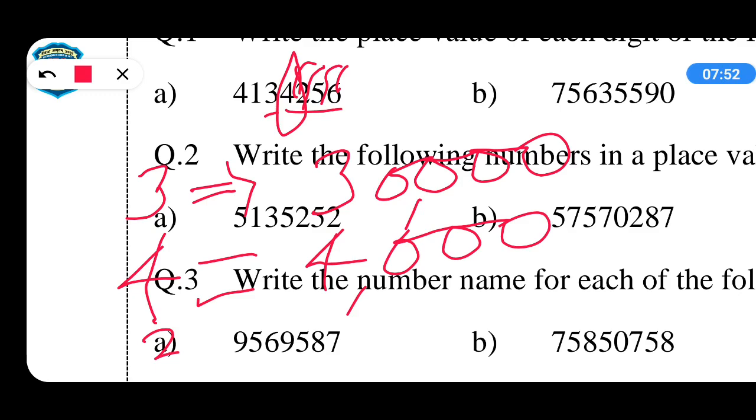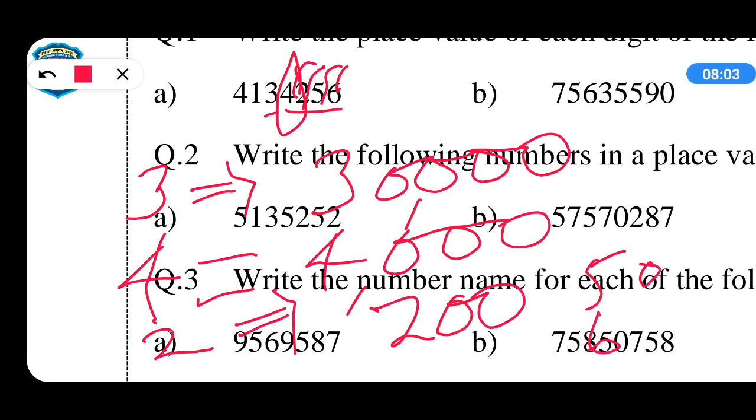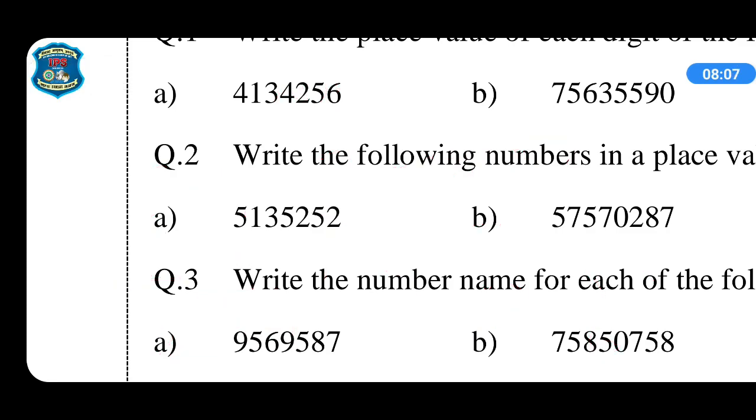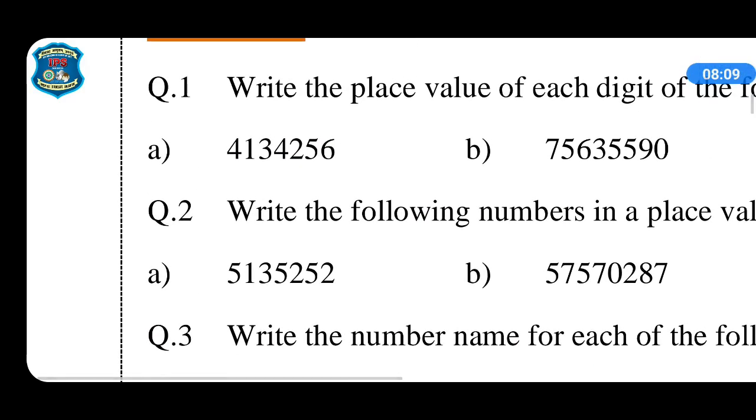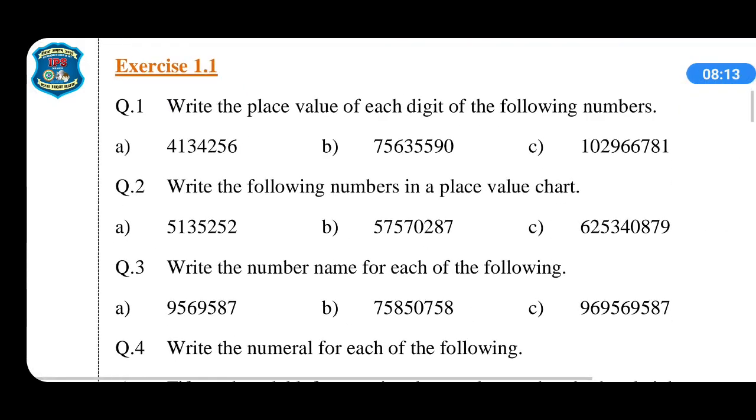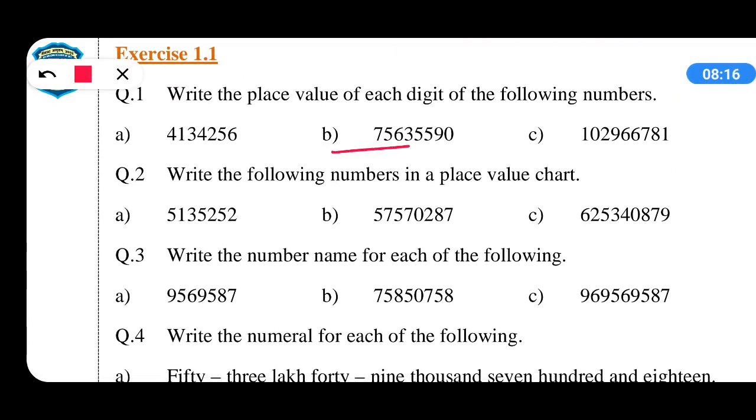Then what is the place value of 2? The place value of 2 is 200. Then the place value of 5 is 50, right? Then the place value of 6 is 6 ones, right? So in this way you have to write the place value of all the digits, right? In this way you have to write the place value of these numbers, right?